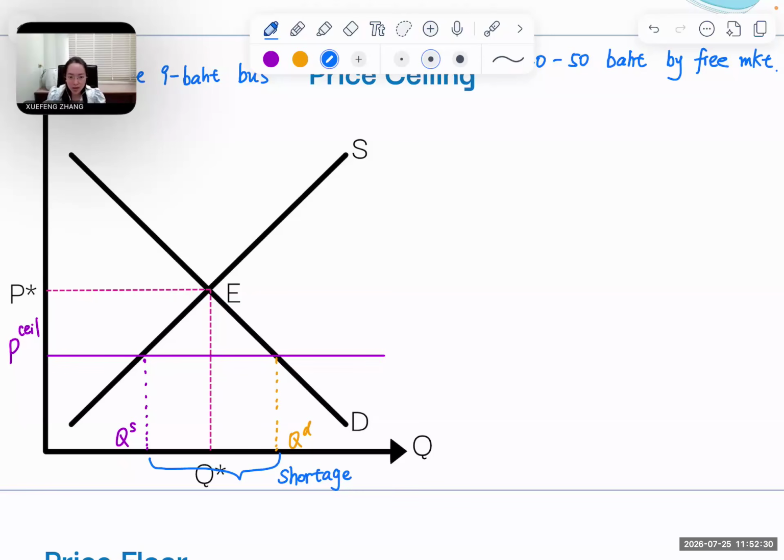Okay, so building below the equilibrium creates shortage. And let me put a star here. Create shortage.